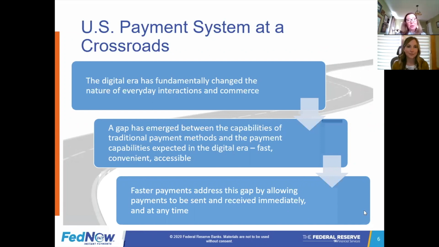Before I give a quick recap of the Federal Reserve's faster payments journey, I have a polling question for you. How familiar are you with faster payments? Not at all? Slightly familiar? Somewhat familiar? Or very familiar? Is everyone able to see the polling question? Oh, here we have some results coming in. It doesn't look like everyone can see it, looking in the chat. Okay, I see some folks being able to see the results.